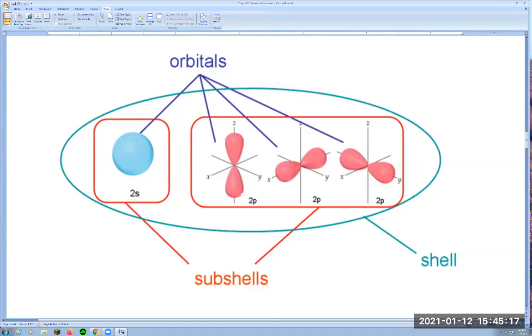And the S subshells and orbitals are spherical, so just like spheres. The P subshells are a dumbbell shape, like you see them here. And then the D subshells, there are 5 of them, and they have dumbbells perpendicular to each other in the different planes of the 3D structure.